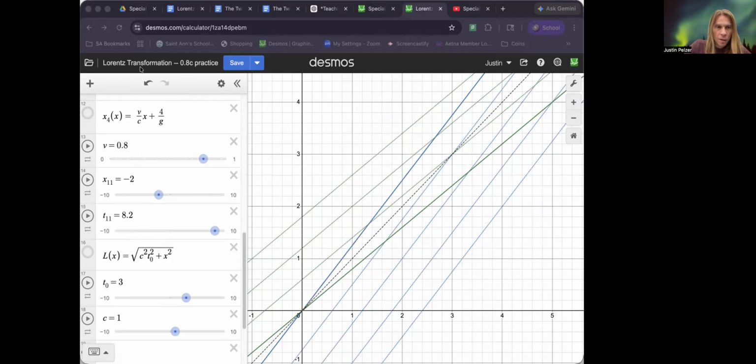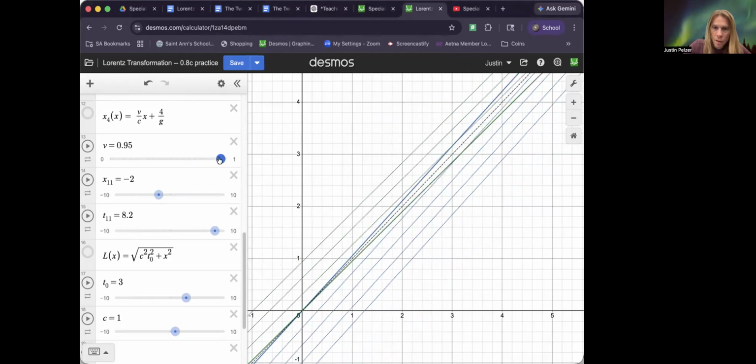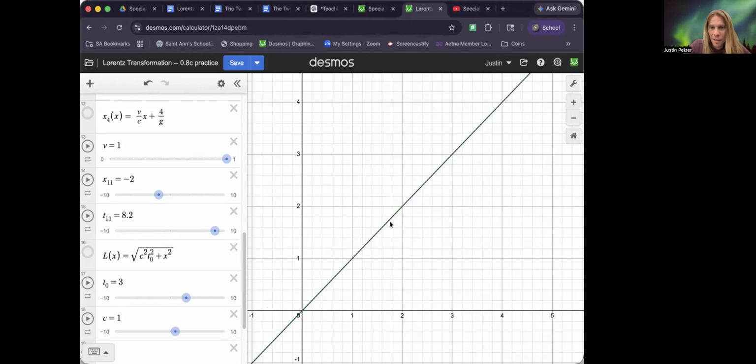Let's go to the speed of light, though. This is really cool. What happens to all of the axes as you go to the speed of light? They all collapse on the light line, world line. No time, no space experienced.